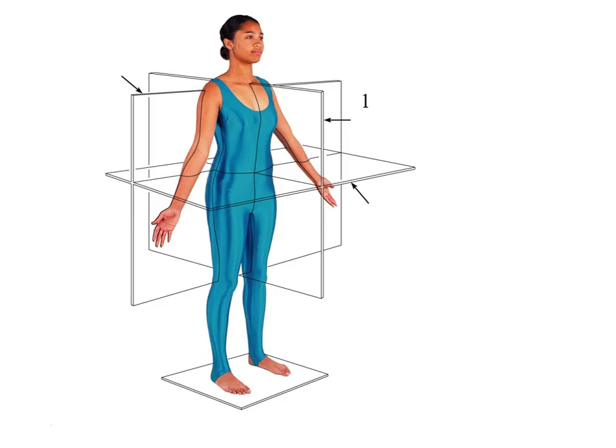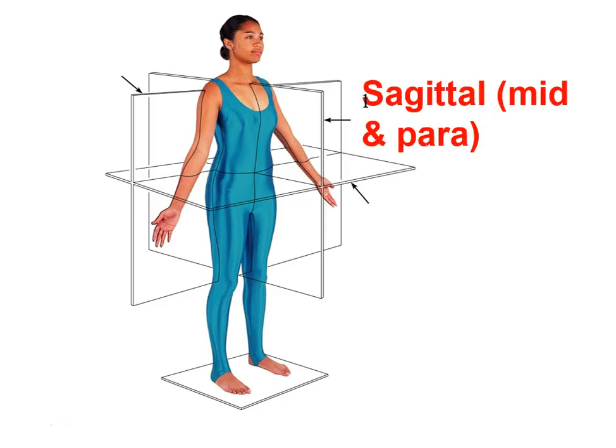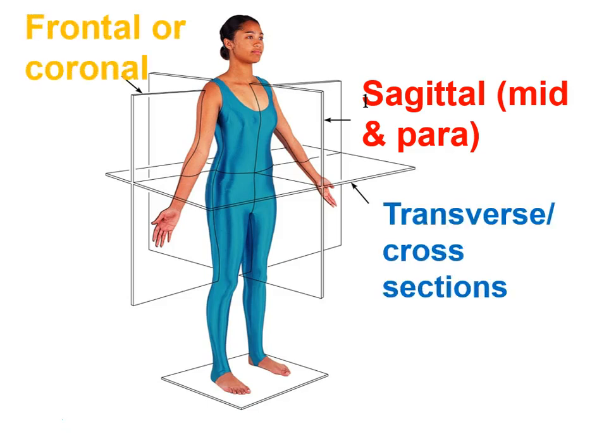So looking at this lady, this one would be sagittal, divides into right and left. This one would be frontal or coronal, front and back. This one would be transverse, top and bottom. This one would be oblique, at a diagonal.